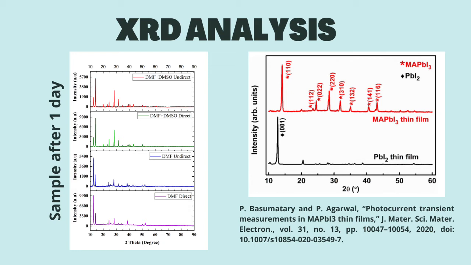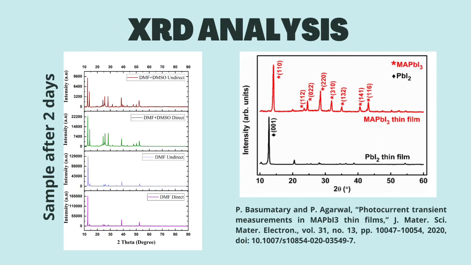Meanwhile, for DMF indirect and direct, there are only 2 peaks of methyl ammonium lead iodide at 2 theta, which is at 14.08, which is 110, and 28.37 degrees, which is 220. And also, the perovskite film is not very crystalline since it has high impurity, with the signature of PbI2 visible in the XRD data. This is the analysis for the sample after being kept for 2 days.